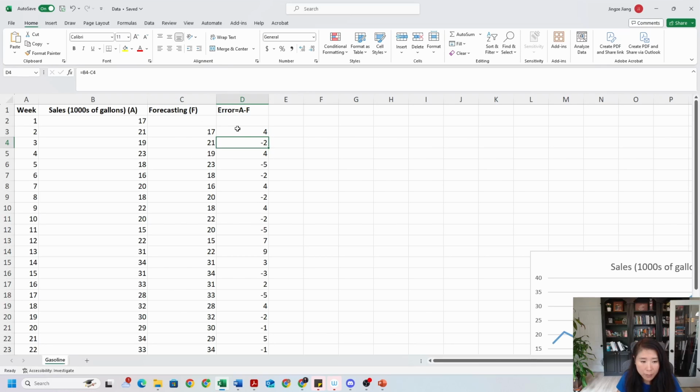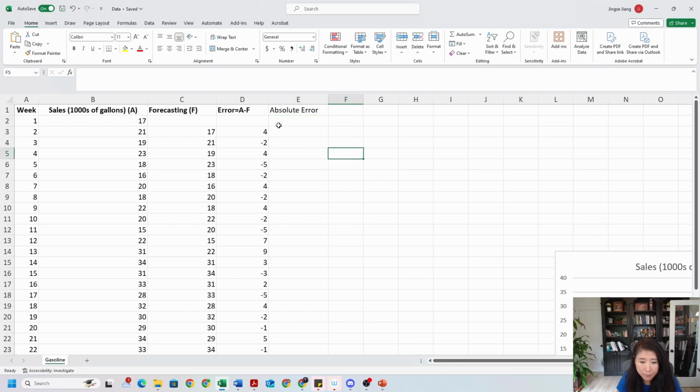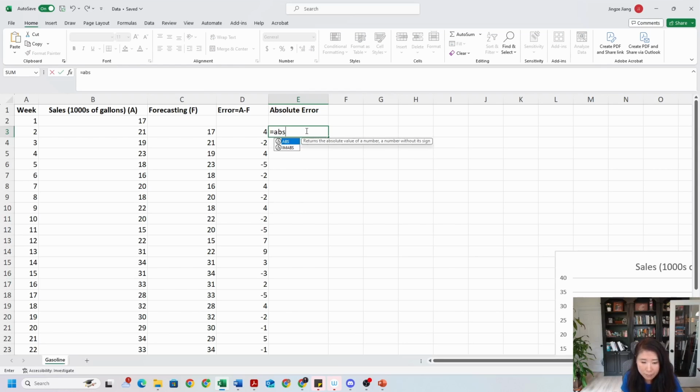Okay, after we got the error, now we can first calculate our MAE. In order to get the mean absolute error, we need to first get the absolute error. Basically, we just need to take the absolute value of the error we already got in column D. So let's do it together. The function we are using is called ABS, which stands for absolute. Then parentheses, select the error you already calculated, and close the parentheses.